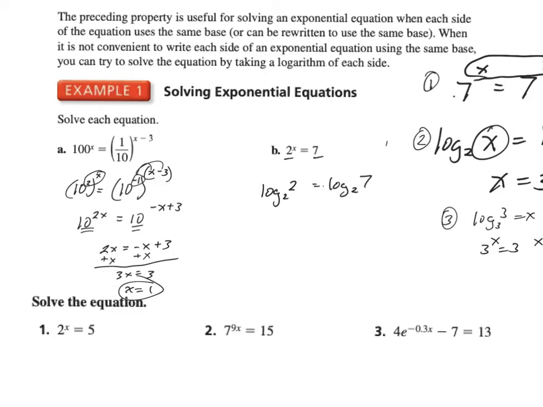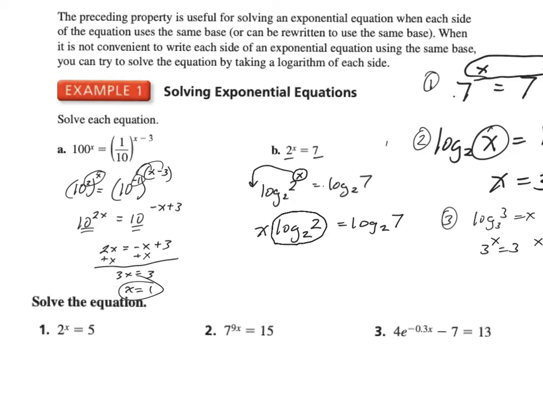That x belongs as an exponent, right? Okay, now let's take this x. We're going to use our third property of logarithms, and we're going to take this exponent and move it to the front. And so we can rewrite this now as x log base 2 of 2 equals log base 2 of 7. Well, look at this log base 2 of 2.